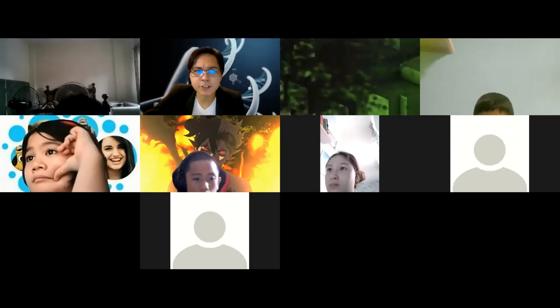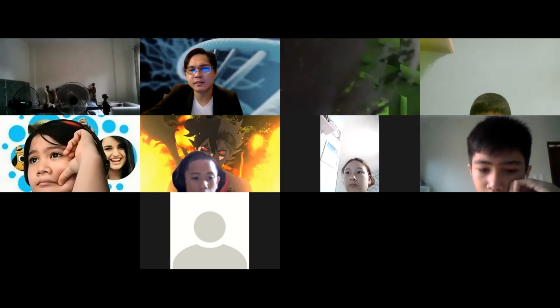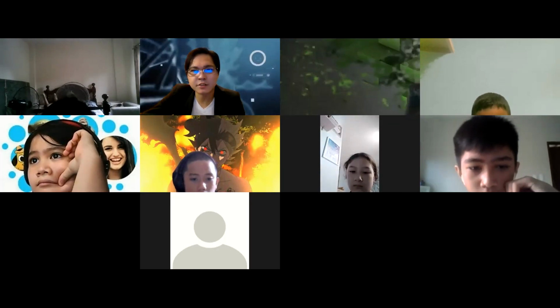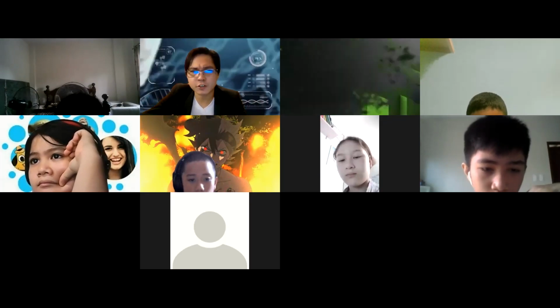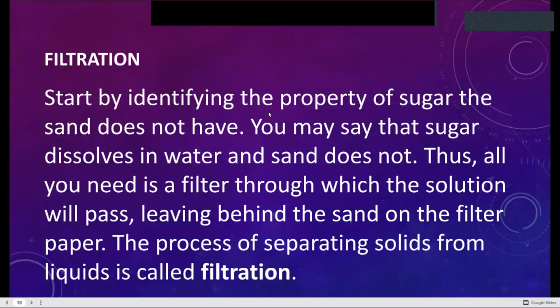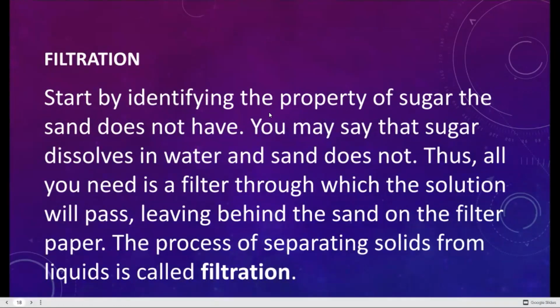Okay, again, filtration. Let me share my screen. Filtration is a separation of components with different properties, like for example, the sand and the sugar. You can separate the sand and the sugar by filtration. How? You need to dissolve the sugar because sugar can be dissolved in water, leaving behind your sand. Now for your sand, you can use the filter.